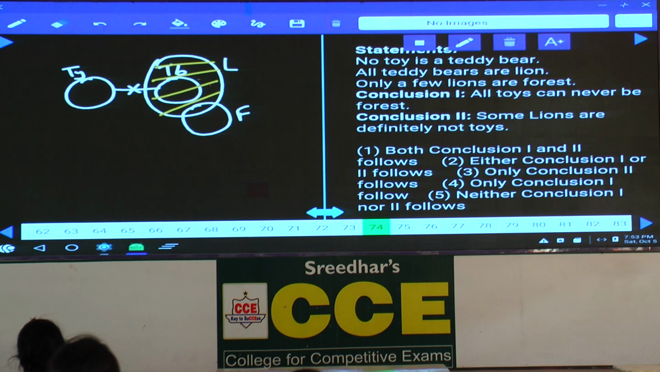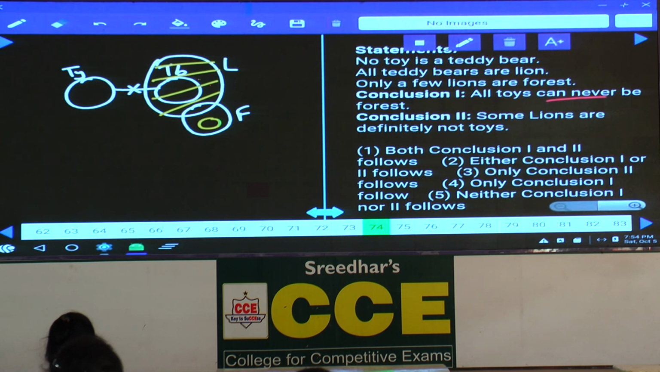Then first one, all toys can never be forest. Now, all toys can never be forest means now we need to prove whether all toys are forest or not. In order to make this one true, tell me whether I can draw toy like this or not. Yes, hence for me all toys are forest is possible. Here he is claiming that it is not possible, hence his claim is wrong.